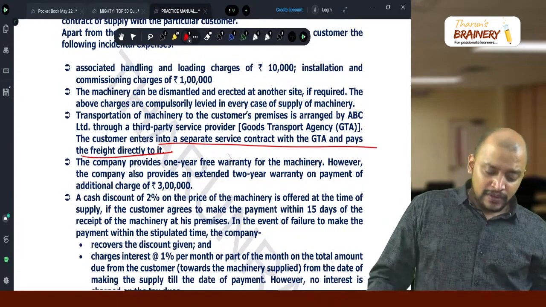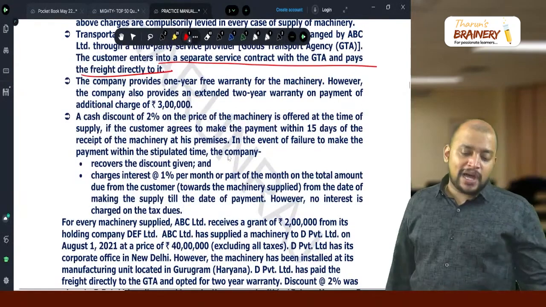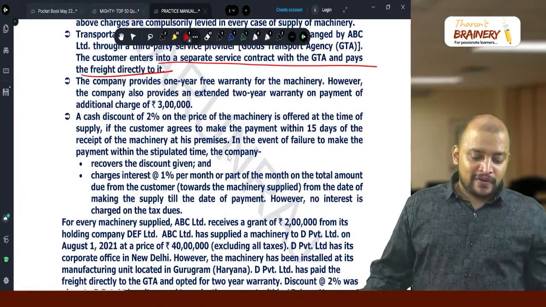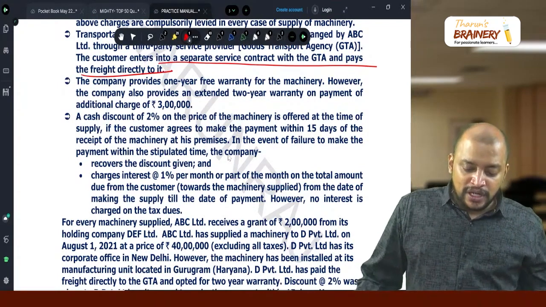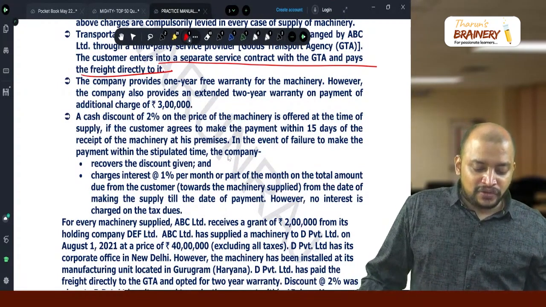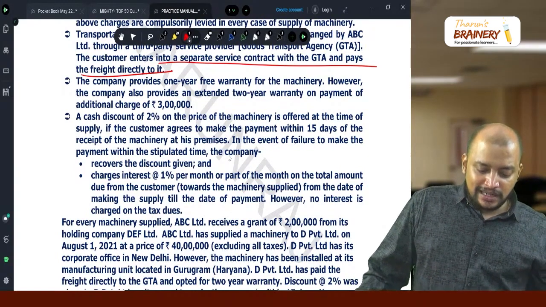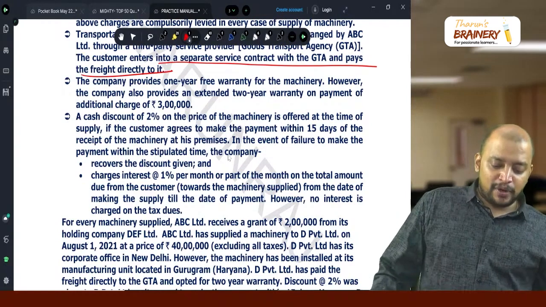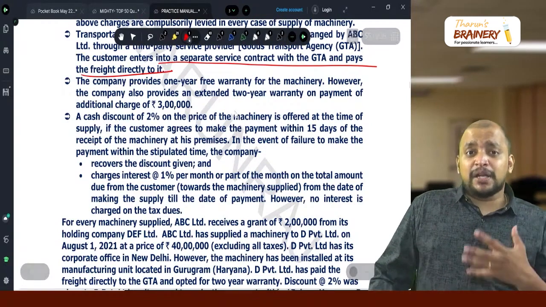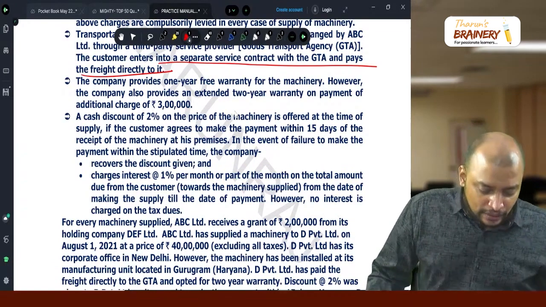Okay. Then the company provides 1 year free warranty for the machinery. However, the company also provides an extended 2-year warranty on payment of an additional charge of 3 lakhs. So now, in this case, will it be included? The company provides 1 year warranty. Yes, provided the recipient opts for that additional warranty, it will be included. Otherwise, it will not be included.